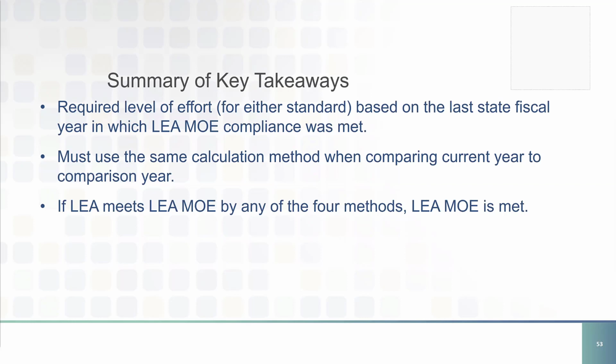To summarize these points, you can meet MOE by any one of the four methods in any given year. The method you use must be the same in that year and the comparison year. And you must compare your current year MOE amount to the amount in the last year that LEA MOE was met using that same method. Fortunately, the MOE calculator has a summary page that is very graphic and shows which method was met with exceptions, or not met. We'll be reviewing this tool and seeing how these concepts around LEA MOE are actualized next.